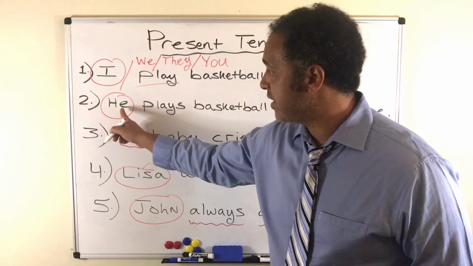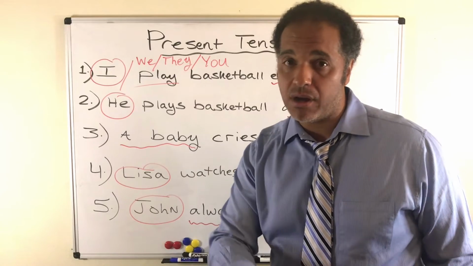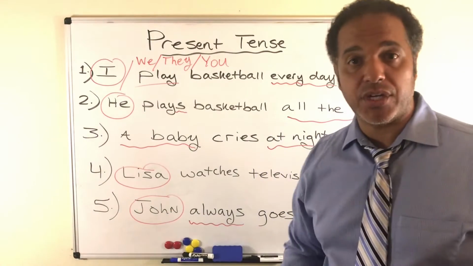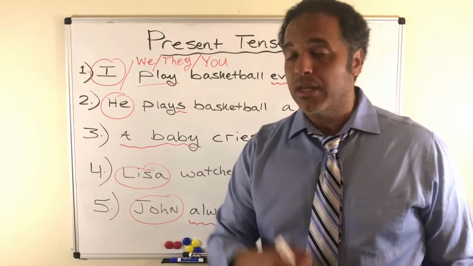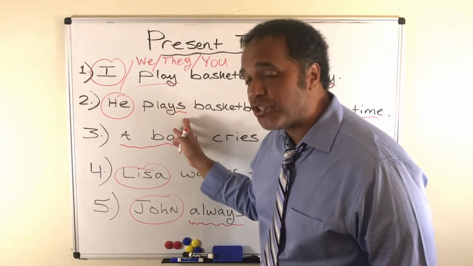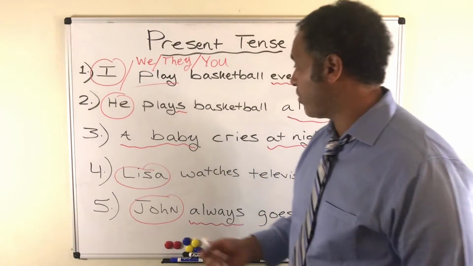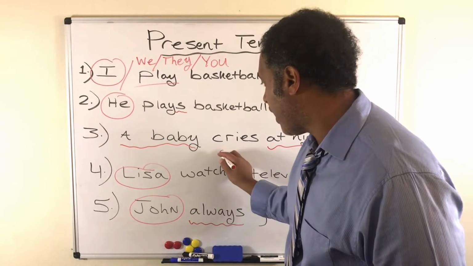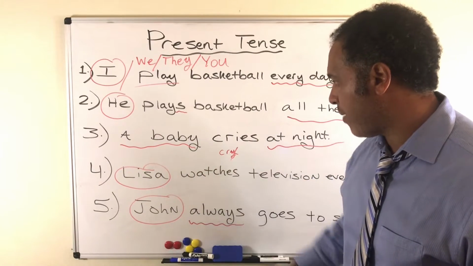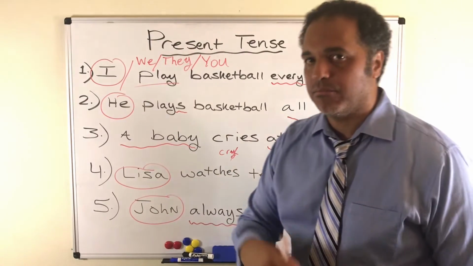Now, as soon as I say he or she, or I use a name like Tom or Lisa or John, now we have to change that verb and we have to put an S and we have to make it singular. Now, what makes this doubly confusing is that we don't just simply put an S on all of the verbs. The spelling is going to change. For example, when we have the verb cry, if I said a baby, we need to drop this and put IES, cries at night. That's how we make it present tense singular.